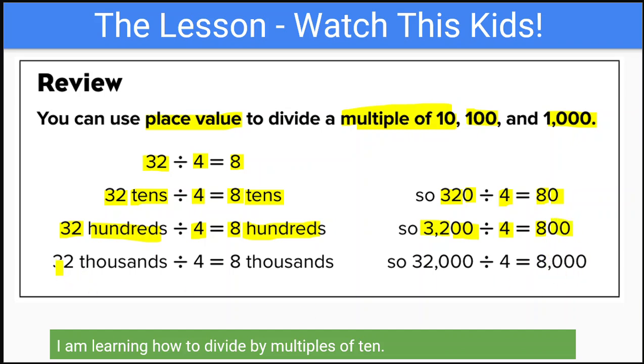Okay. And then here's the last one, 32 thousands. Now, whenever you say the word thousands, that's the same thing as 3 zeros. So 32 thousands divided by 4 equals 8 thousands. Okay. So we have 32 right there. Do you see it? 3 zeros means thousands, 32 thousands divided by 4 equals 8, and then we have 3 zeros, which means thousands. Kids, right now you're learning how to divide by multiples of 10.